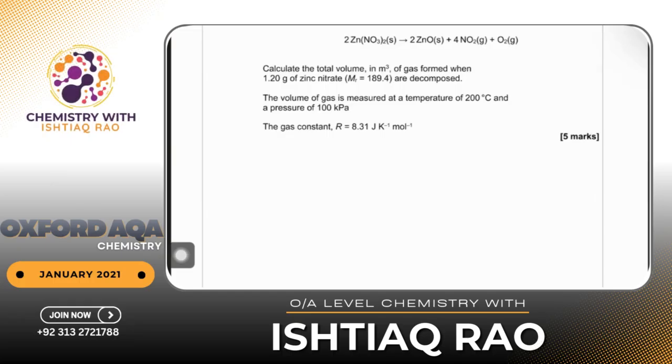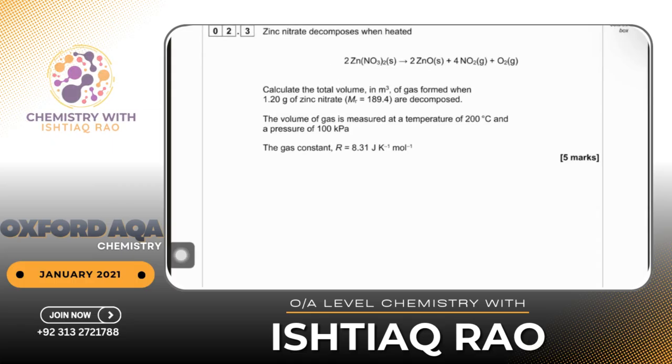Again, okay, PV is equal to nRT. Volume should be in meter cube. Okay, they are asking the total volume. They have given the mass, the pressure, the temperature, everything is given.